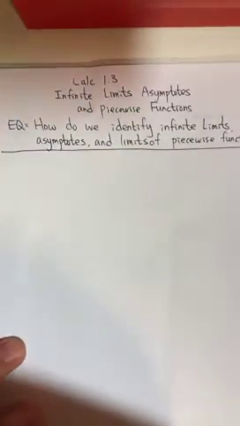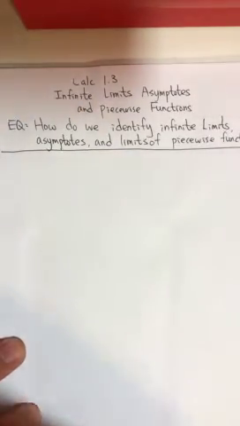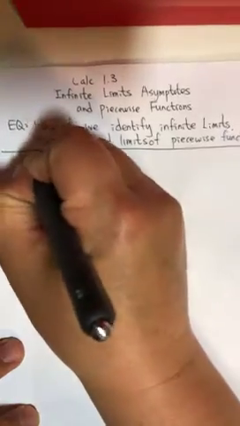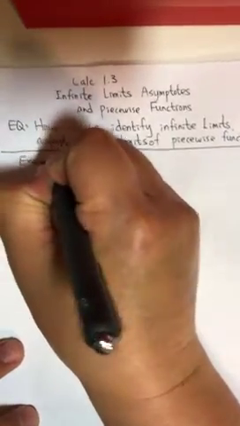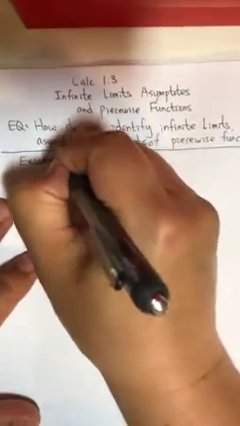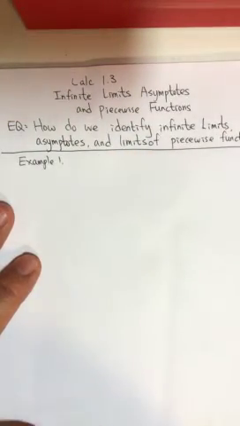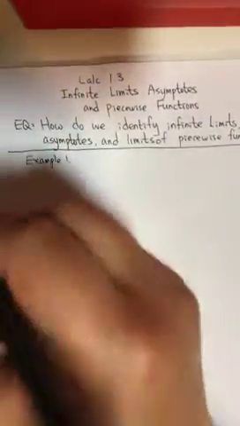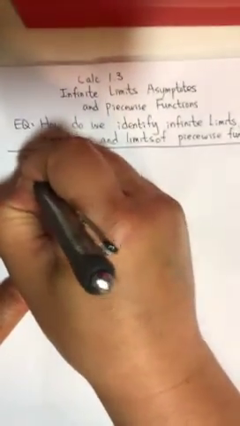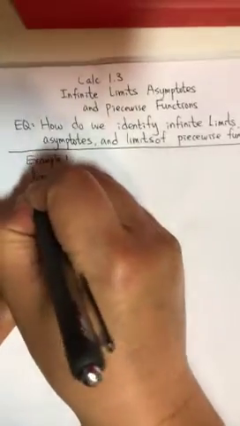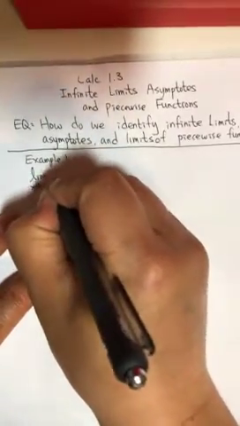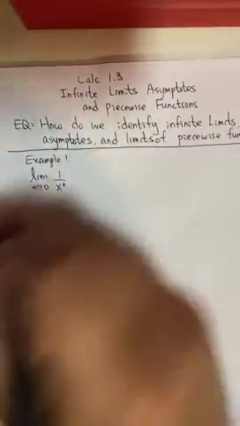Now let's take a look at the examples here. There are 6 examples for this section, so it's going to be a little bit lengthy demonstration for today's exercise. Example number 1. Find the limit as x approaches 0 of 1 over x squared.